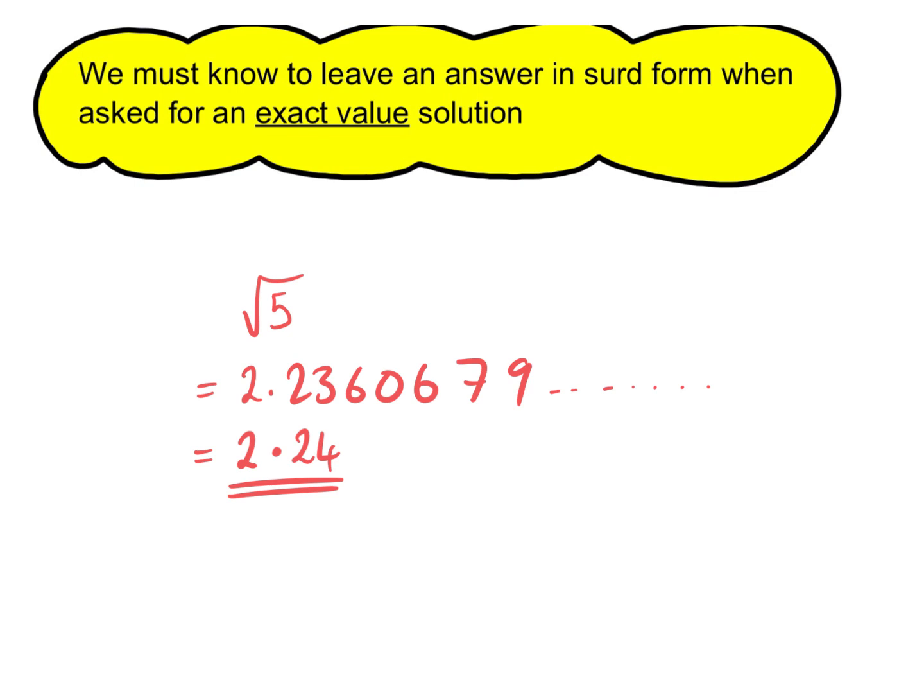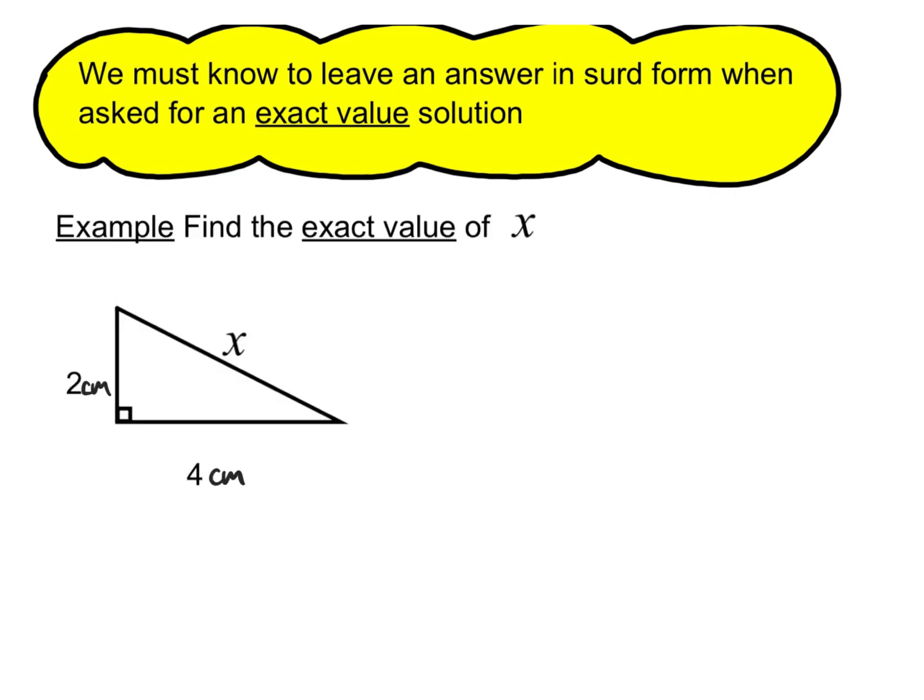So when you see a question that asks you for an exact value solution, then there's a good chance it might be a surds question, and therefore you're going to have to leave your answer in this form here. So let's have a look at that. If we take this example here, where it asks you to find the exact value of x, then we need to make sure that when we get to the part where we'd normally reach for a calculator to put in the square root of something, we don't do that and we just leave it as a surd.